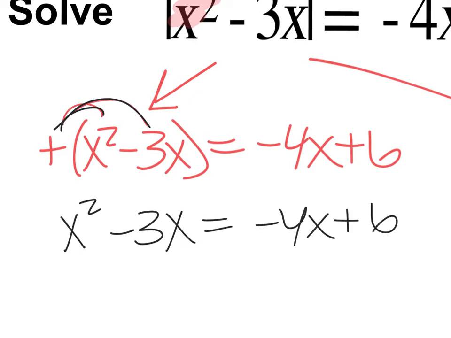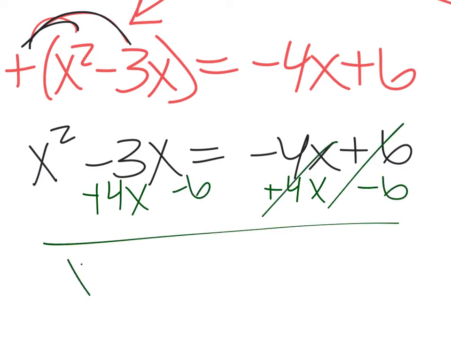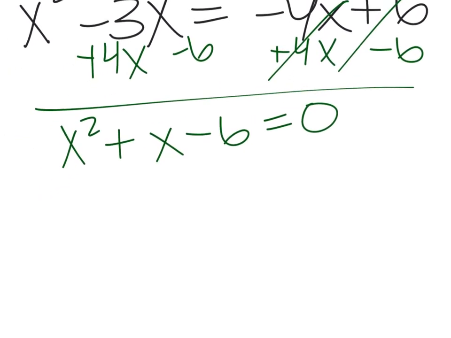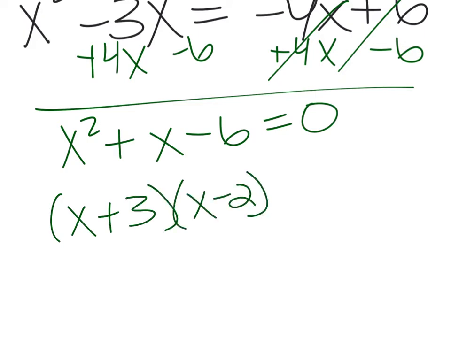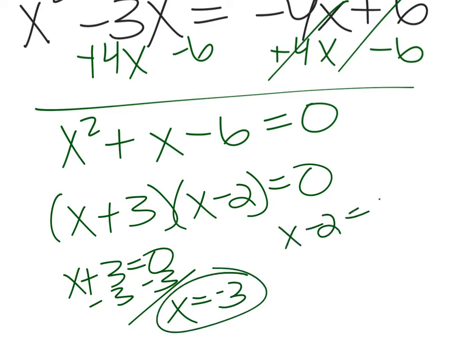So here, if we get everything set equal to 0, because we've got our x squared, add the 4x over to its like term, and then just subtract 6. So x squared plus 1x minus 6. And again, you have your methods of factoring, completing the square, quadratic formula. This one factors: x plus 3 and x minus 2. So this could be a negative 3 for x, or it could be a positive 2 for x.